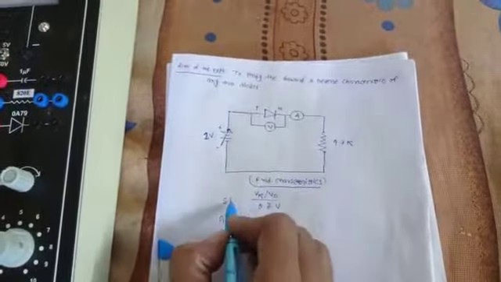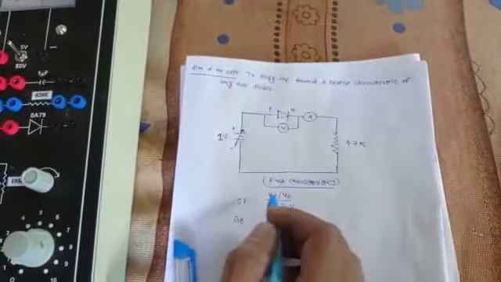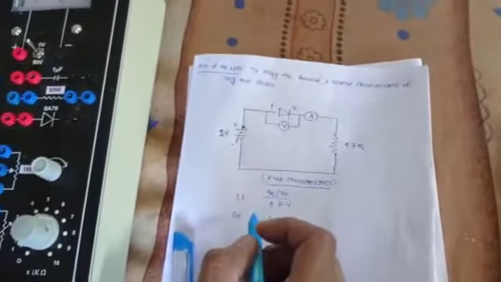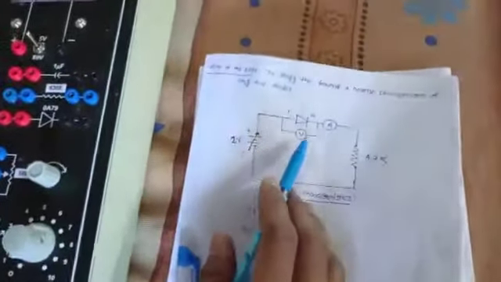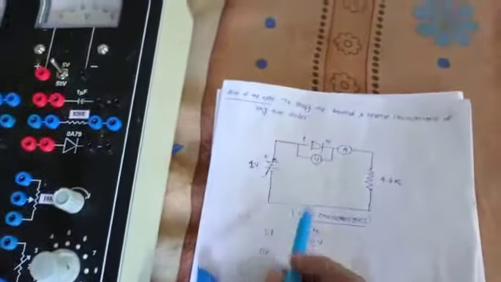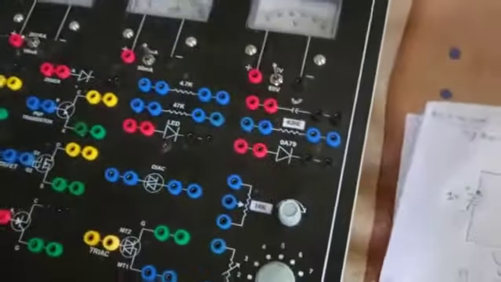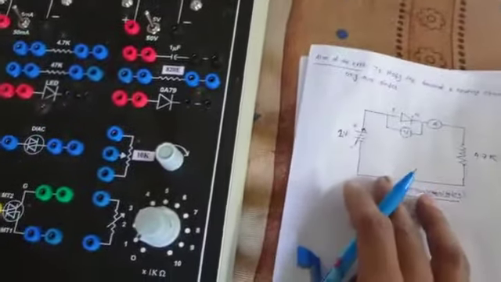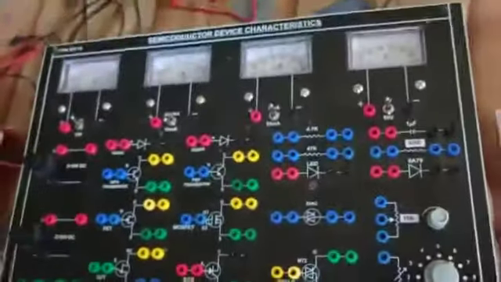So those are the two diodes. We can study any one diode, and similarly the forward and reverse characteristic of the other diode we can easily trace out. First we will study the forward characteristic, then we will go for the reverse characteristic. Okay, so this is our electronic trainer.